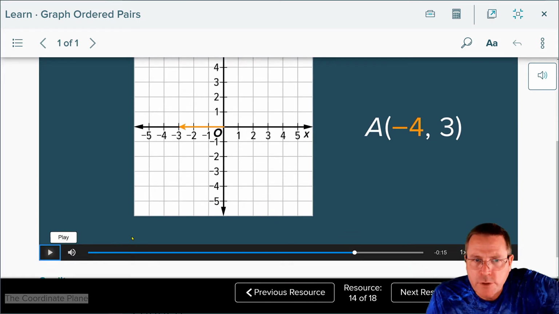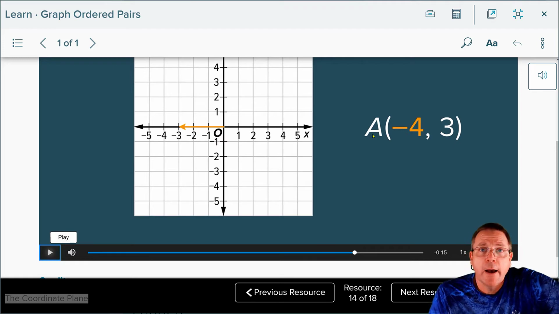Now I want to pause for just a second because I want to point out how they indicated this. They indicated this point with a name, point A, parentheses, -4, comma, 3, close your parentheses. This is the proper way to write it if they tell you what the name of the point is, with the letter out front and then the parentheses and the information inside.